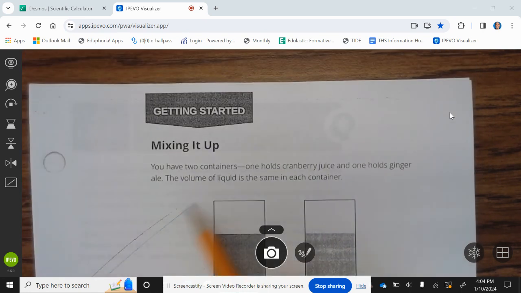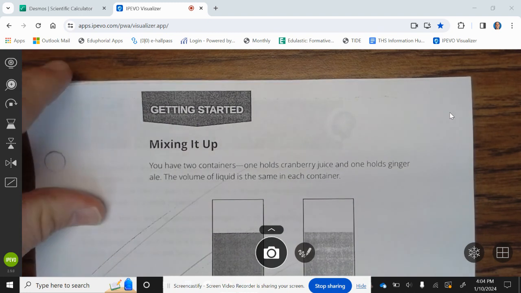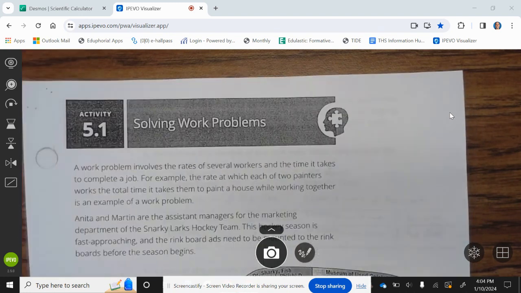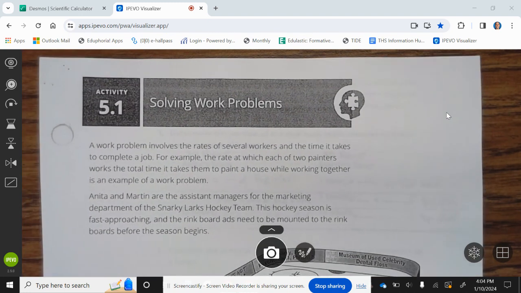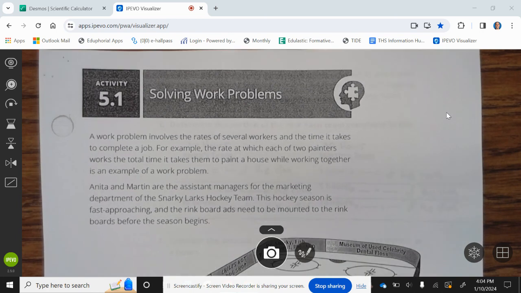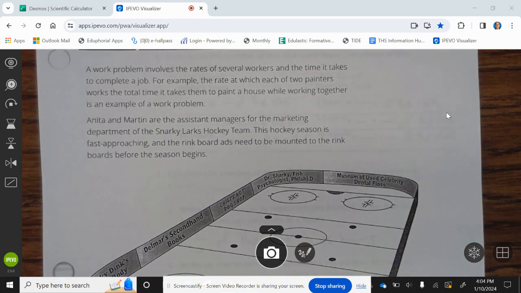All right, go ahead and mark this page out. Let's take a look at the next page. Activity 5.1, solving work problems. A work problem involves the rate of several workers and the time it takes to complete a job. For example, the rate at which each of the two painters works, the total time it takes them to paint a house while working together, is an example of a work problem.